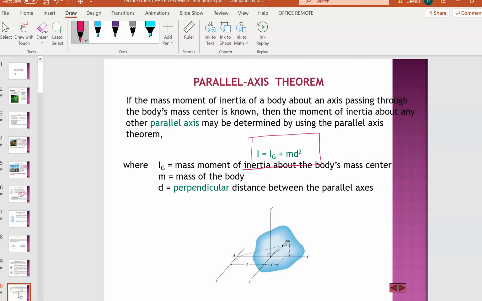This is called the parallel axis theorem, where I equals Ig plus md squared. So the value of the moment of inertia I equals Ig plus md squared. What does it mean? In total, there are three methods you need to find the I value. Let me discuss all three.